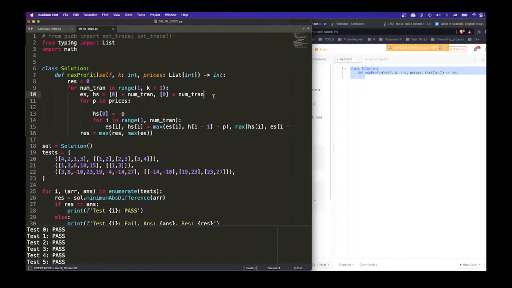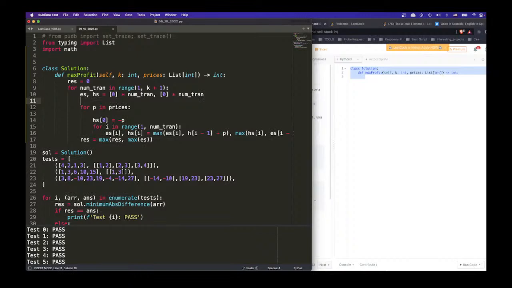and what do we do? So this one shall equal to minus math dot infinity, and for each price, ES0 shall equal to maximum ES0 and HS... actually I don't know, what's the starting point? But a starting point, so we don't change the ES0, right? I don't think we should change ES0.